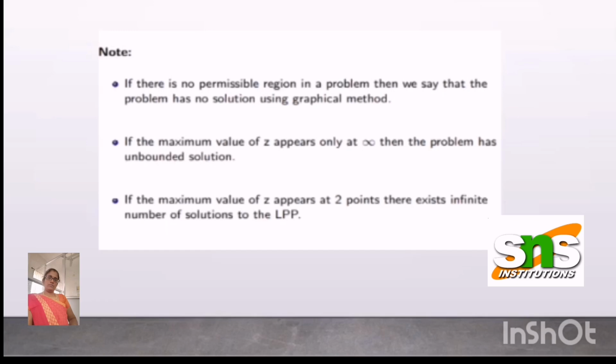Next, the important note is, if there is no permissible region in a problem, then we say that the problem has no solution using graphical method. The feasible region we get only in the first quadrant. If there is no feasible region in the first quadrant, then the problem has no solution. If the maximum value of z appears only at infinity, then the problem has an unbounded solution. If the maximum value of z appears at 2 points, there exist an infinite number of solutions to the LPP. These are some exceptional cases of the graphical solution method.